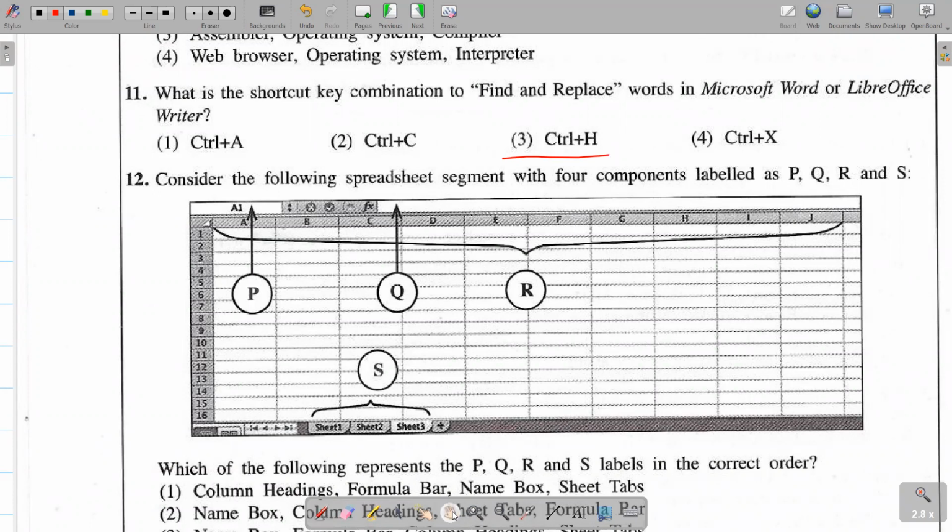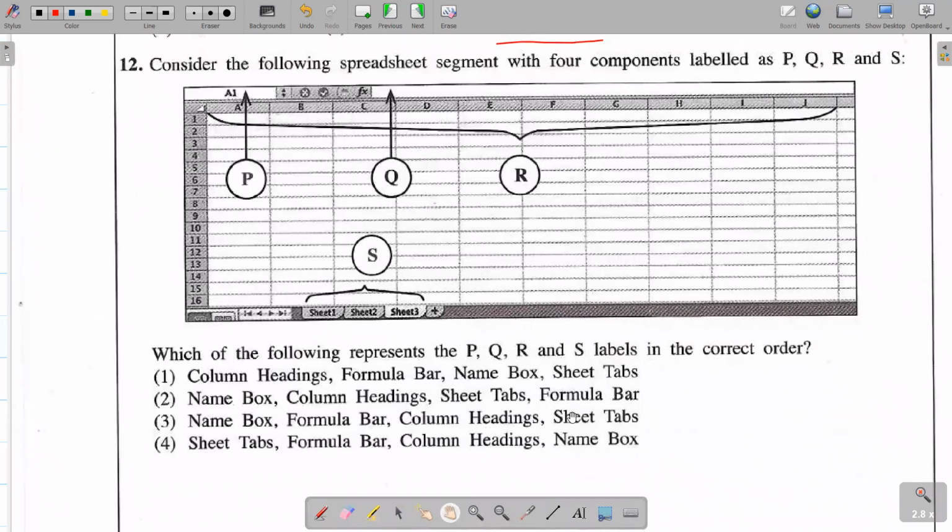22nd. Which of the following represents the PQRS labels? Yeah, that's the easy one. P is the name box. So the fourth and first ones are gone. R seems to be row headers. I'm sorry, column headers. So I guess the second one is going to be the answer. Right? Formula box is the Q. S is going to be the sheet tabs.